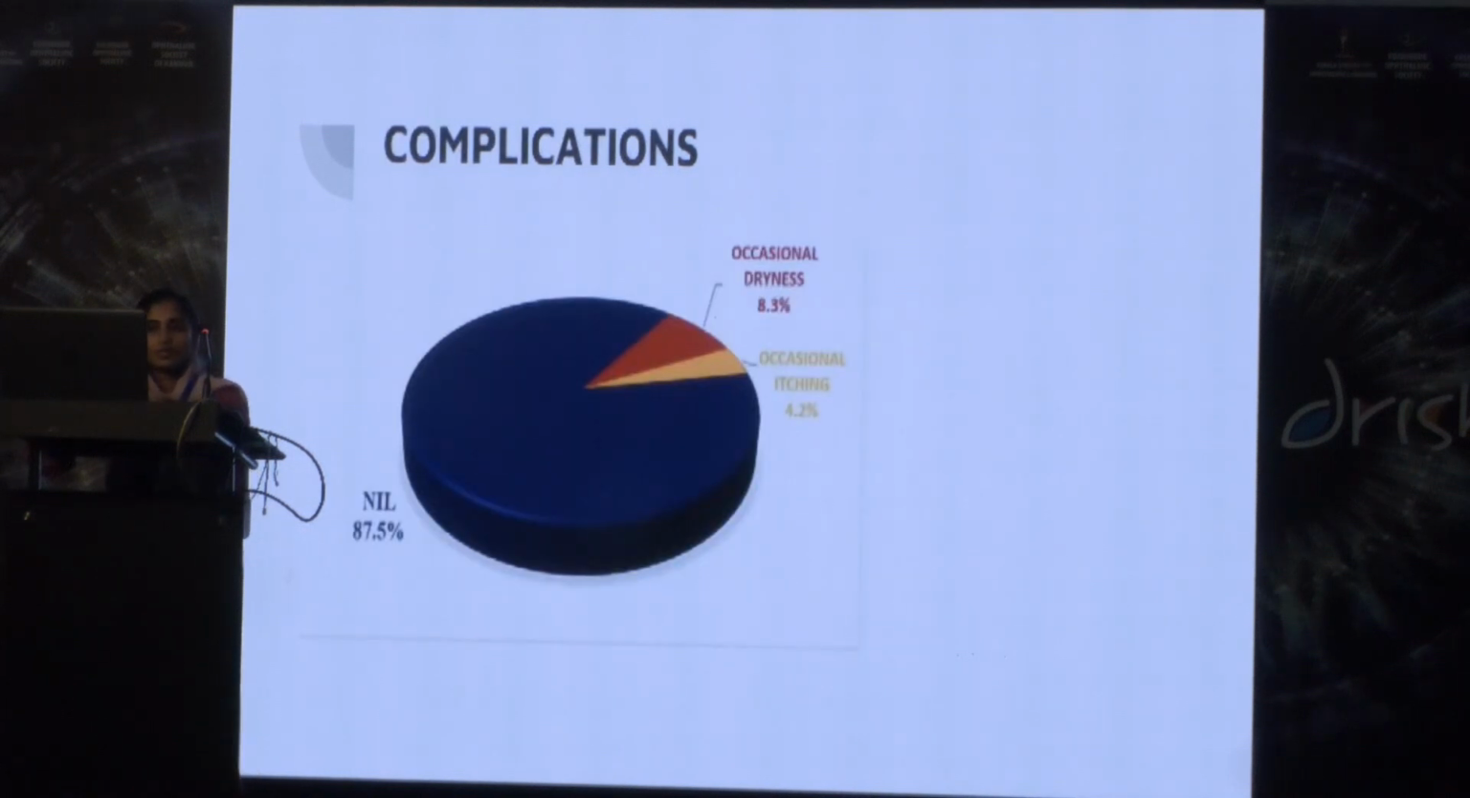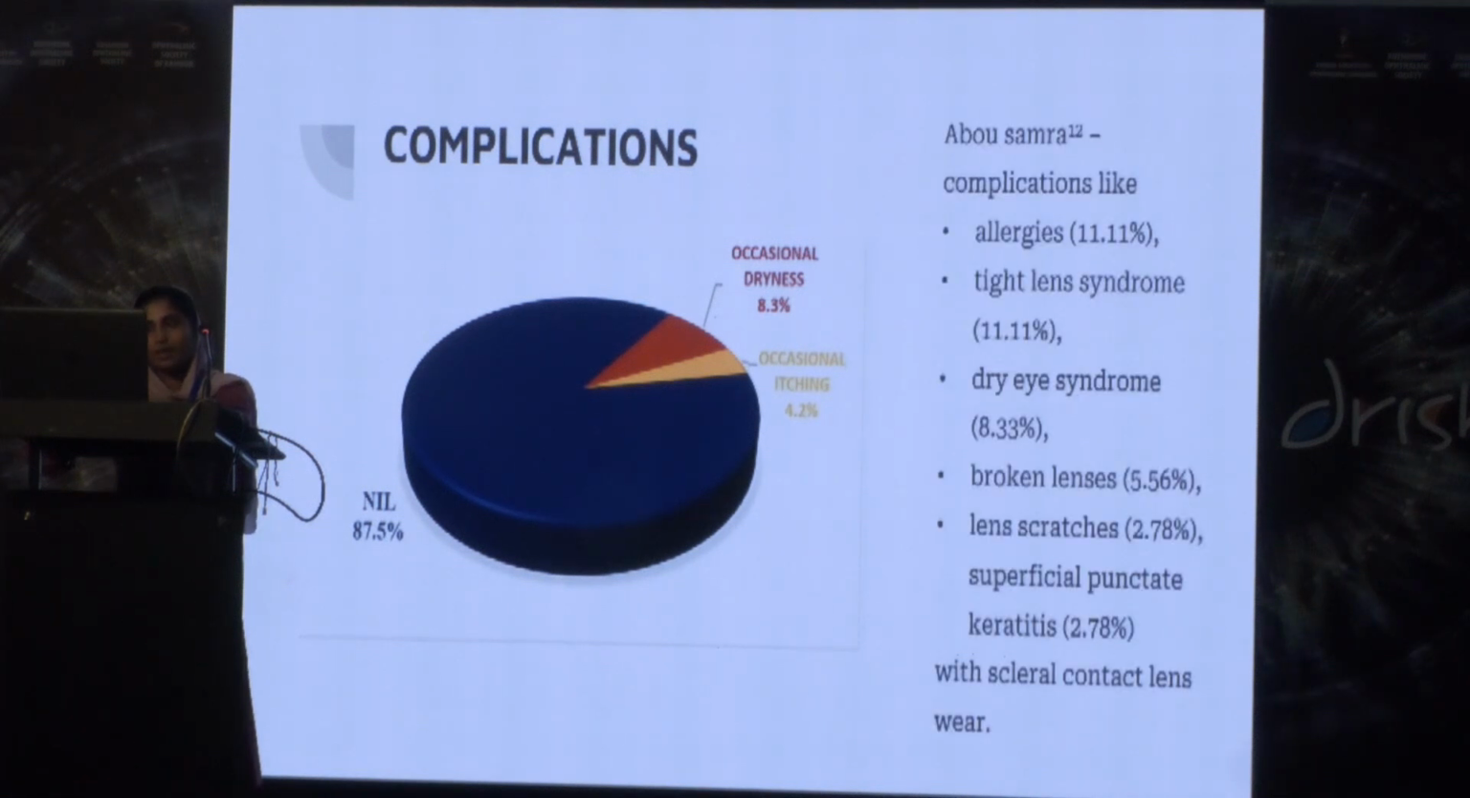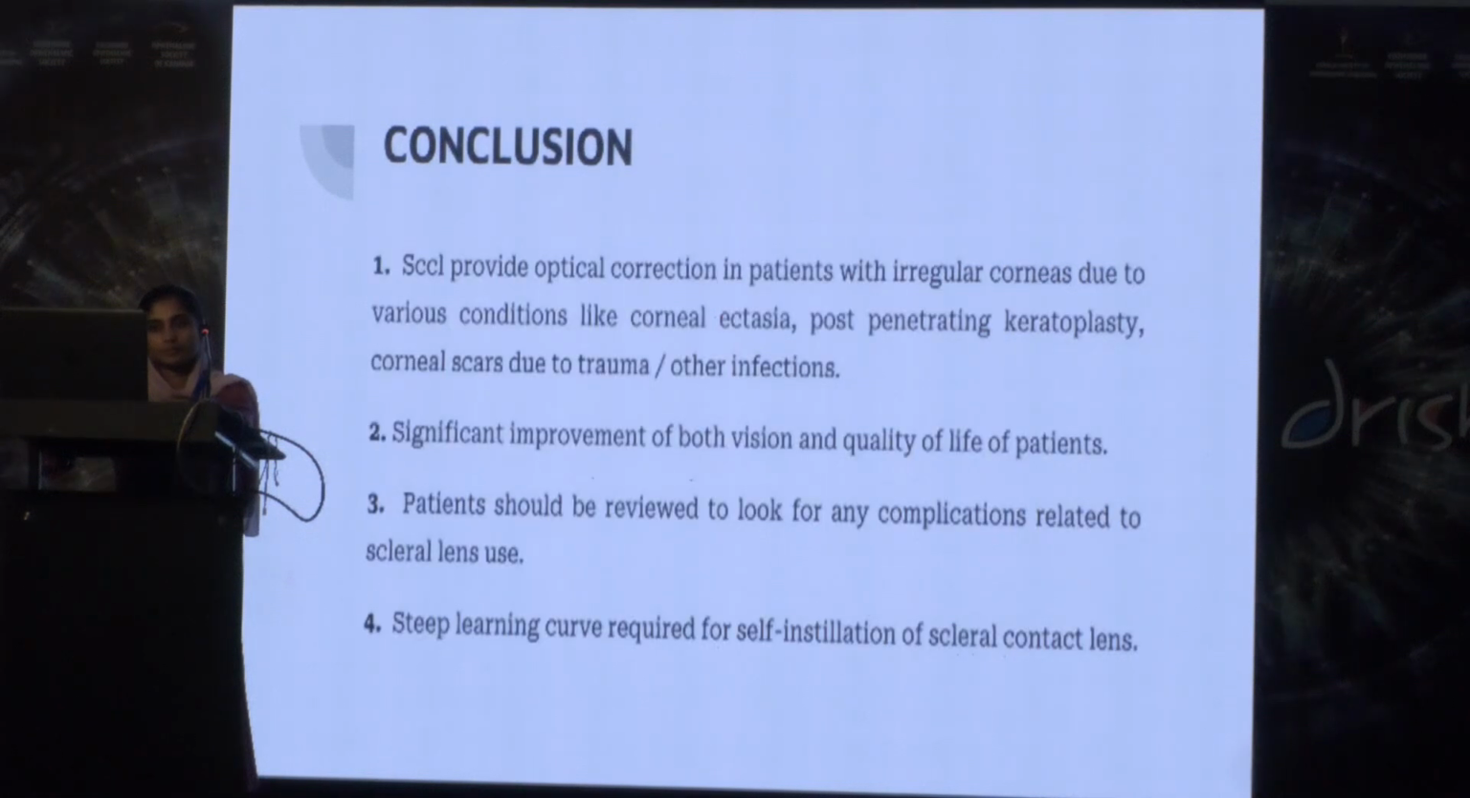None of the patients reported any infectious complication, while 87.5% did not report any complication. 8.3% of the patients reported occasional dryness, and 4.2% had complaints of occasional itching. The study by Abu-Samara showed complications like allergies, tight lens syndrome, dry eye syndrome, broken lenses, lens scratches, and SPKs with the use of scleral contact lens.